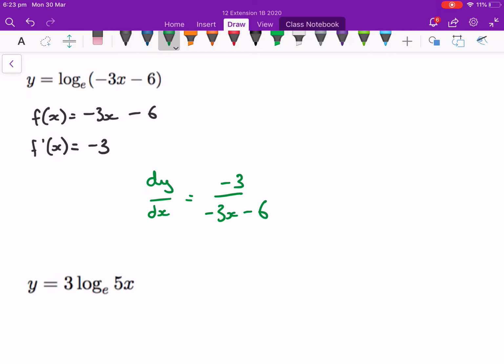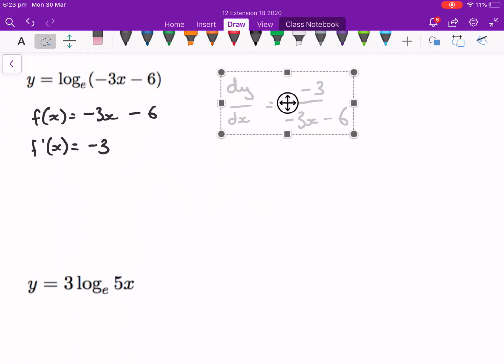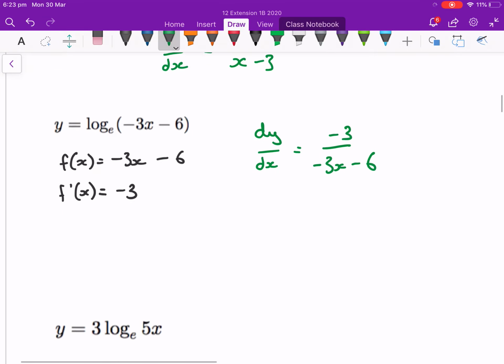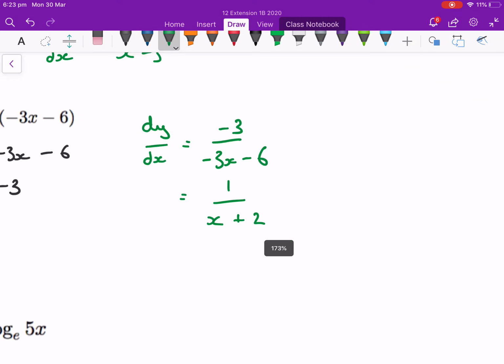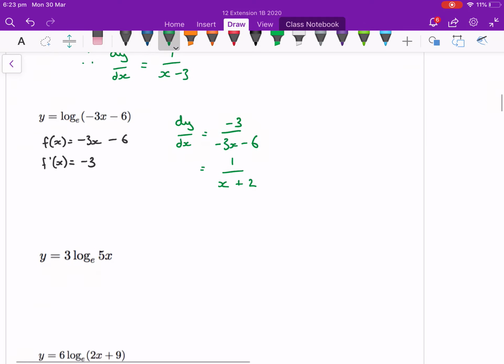Now, this we can actually simplify. You might notice that each of those terms in this expression all divide through by negative 3. Negative 3 divided by negative 3 is 1. Negative 3x divided by negative 3 is 1x. And negative 6 divided by negative 3 is 2. So we get 1 on x plus 2.